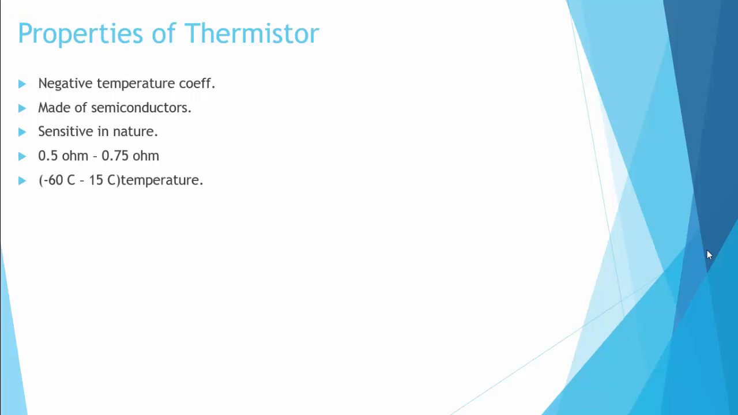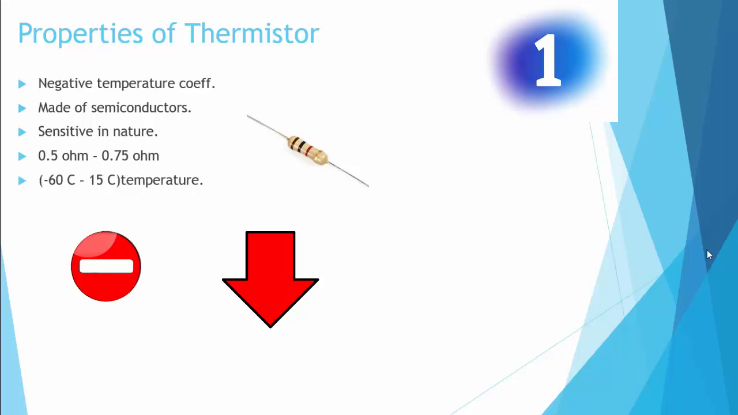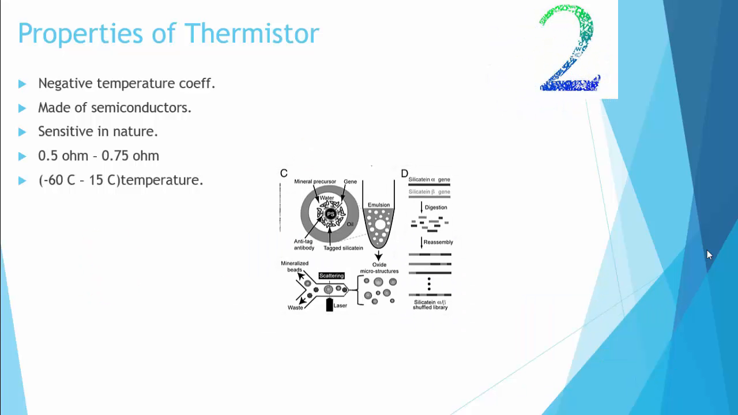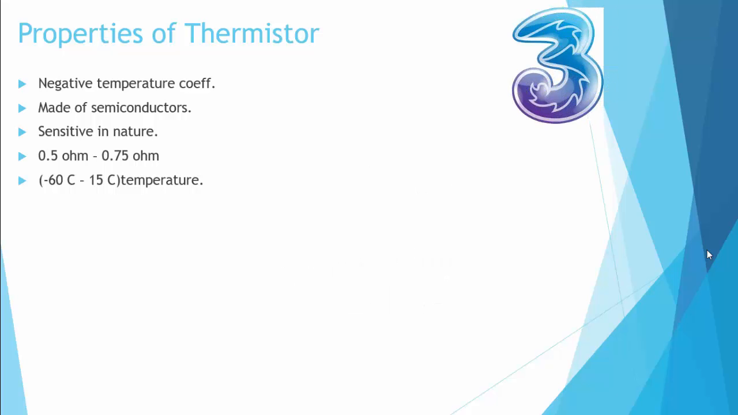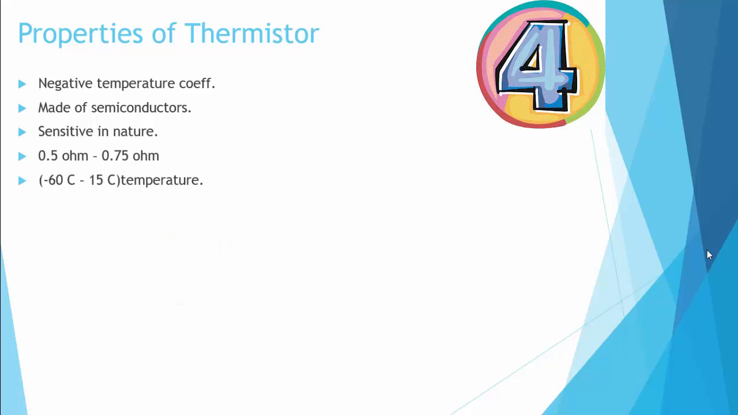Now let us discuss a few properties of thermistors. Number one, as discussed earlier, they have negative thermal coefficient, which means the resistance of the thermistors decreases with increase in temperature. Number two, they are made up of semiconductor materials. Number three, they are more sensitive than RTD, that is resistance thermometer detector, and thermocouples. Number four, their resistance lies between 0.5 ohm to 0.75 ohm.